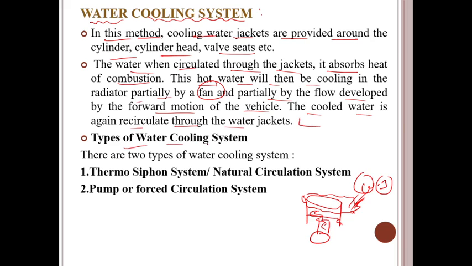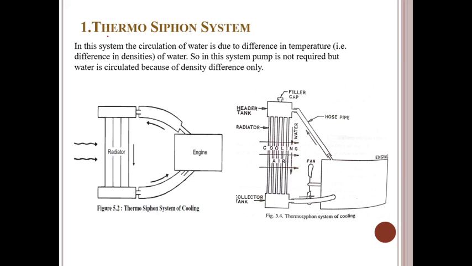What are the types of water cooling system? There are two types of water cooling system. One is the thermosiphon system, or natural circulation system. The second is the pump or forced circulation system. So what is the thermosiphon system? It means the water is circulated naturally, by density difference.